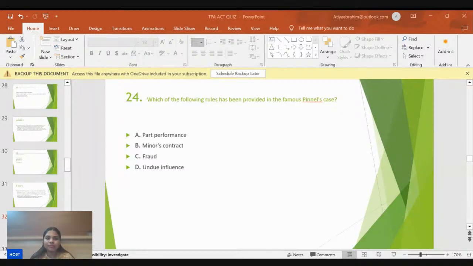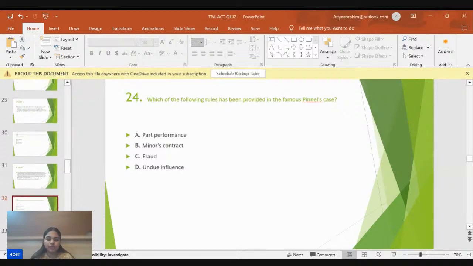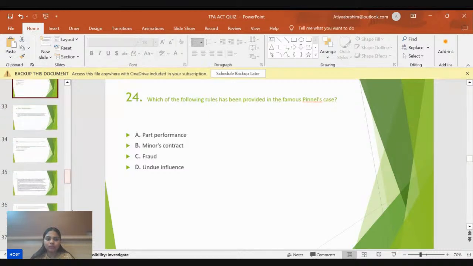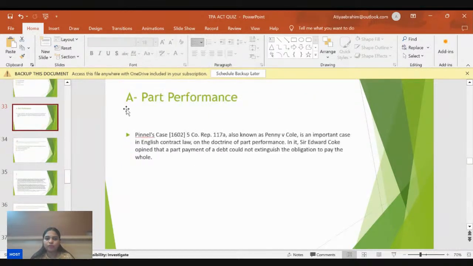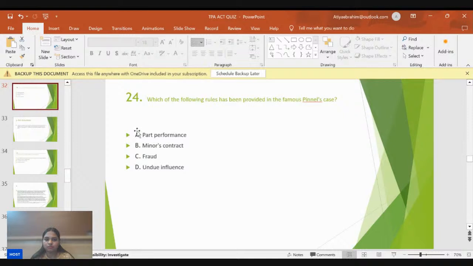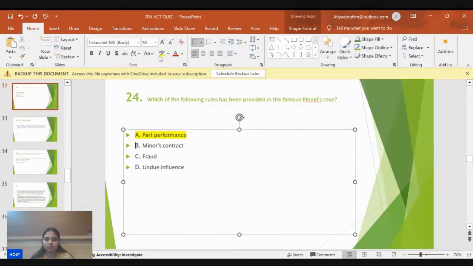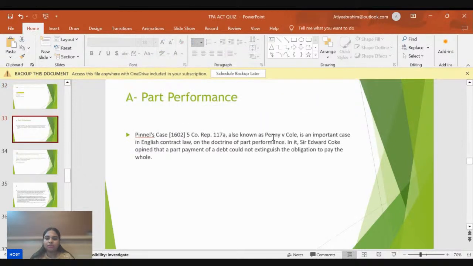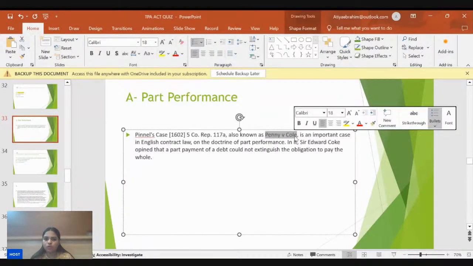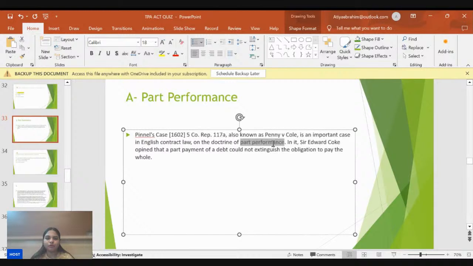Now, Pinel case is related with the doctrine of part performance. Okay. So if you see the case, Pinel case, that is related with part performance. So the correct answer is option A. Because Pinel case, if you read, is also known as Penny versus Cole, and it is also important in contract law and on the doctrine of part performance.